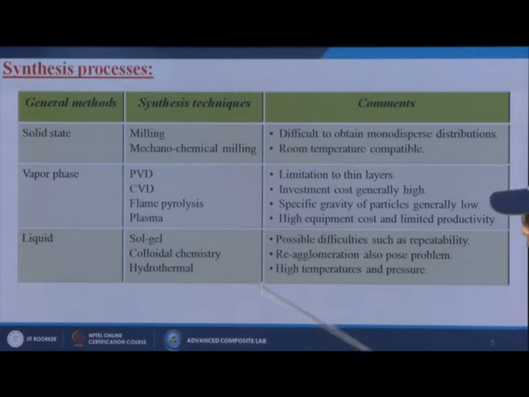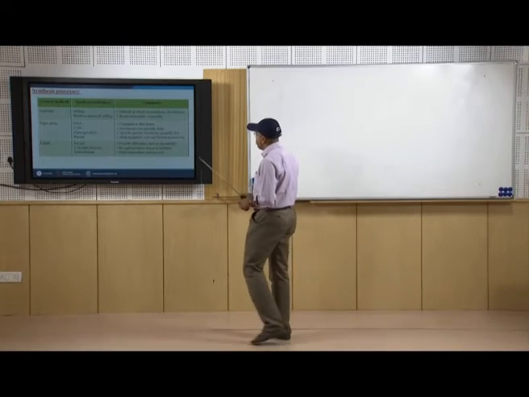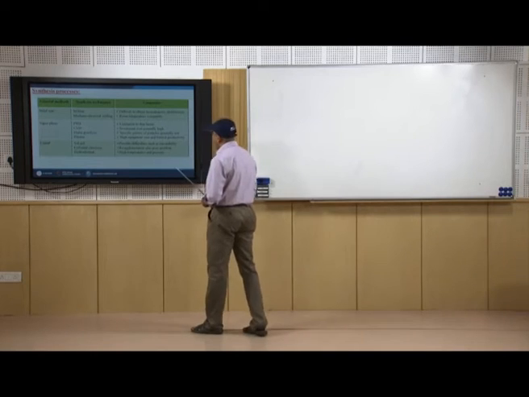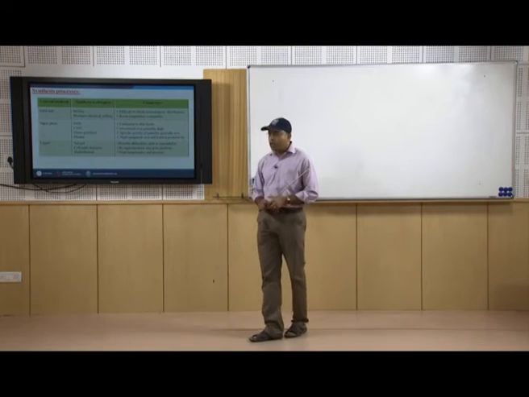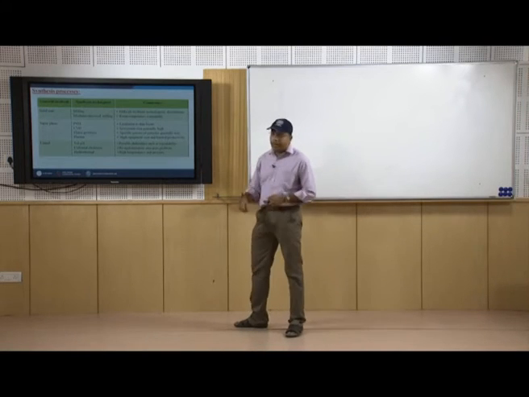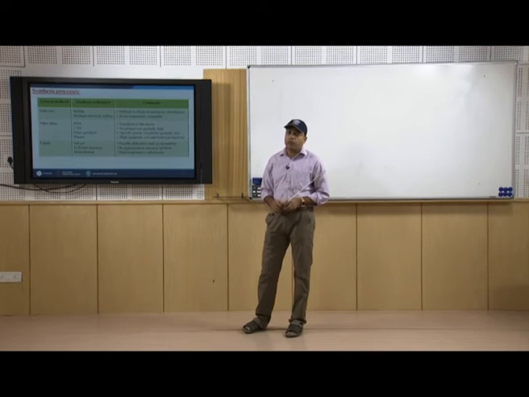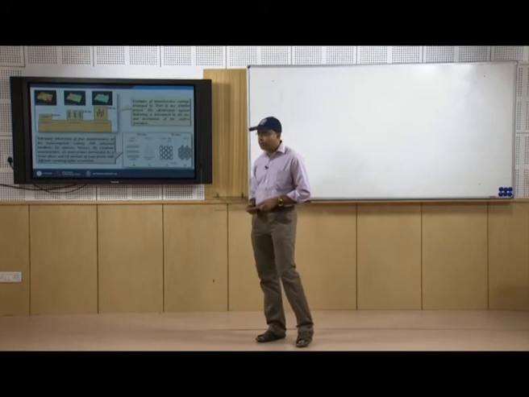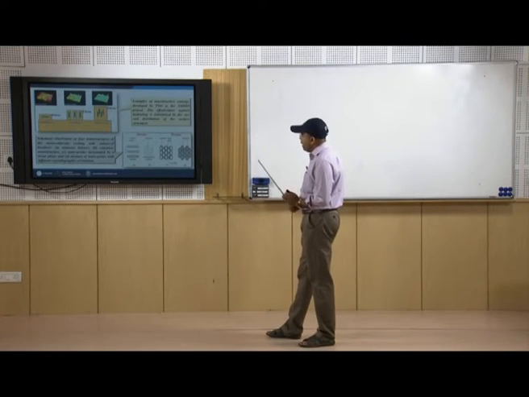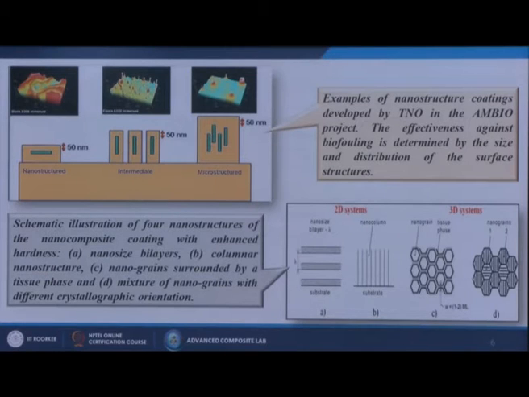When we talk about materials in liquid formations, we have sol gel technology, colloidal chemistry, and hydrothermal chemistry. In this case we have some possible difficulties, such as repeatability, reagglomeration also posing problems, and high temperatures and pressures. These are the different limitations and problems. That is why we are going for newer coating methods, which are known as nanostructured coatings.